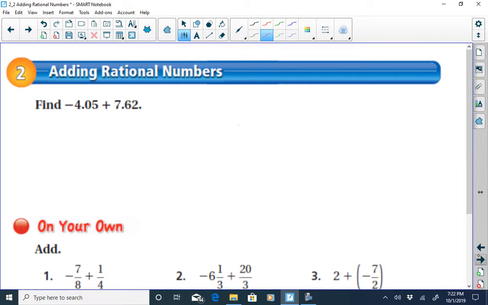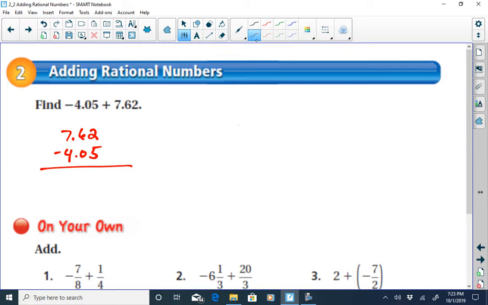When we're talking about rational numbers, we're talking about not just fractions, but also decimals. So here we have negative 4 and 5/100 plus 7 and 62/100. But notice that we're adding opposite signs, so we have to subtract their absolute values. Take the 7 and 62/100, the number with the larger absolute value, and subtract the number with the smaller absolute value. Because I'm adding opposite signs, I'm going to subtract, but take the sign of the larger absolute value number, which is positive. So once I subtract, I know my answer is going to be a positive number.